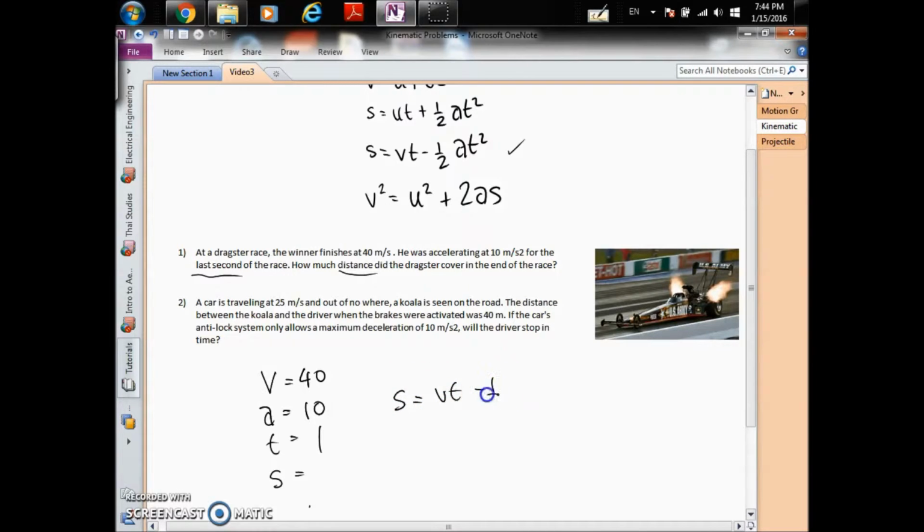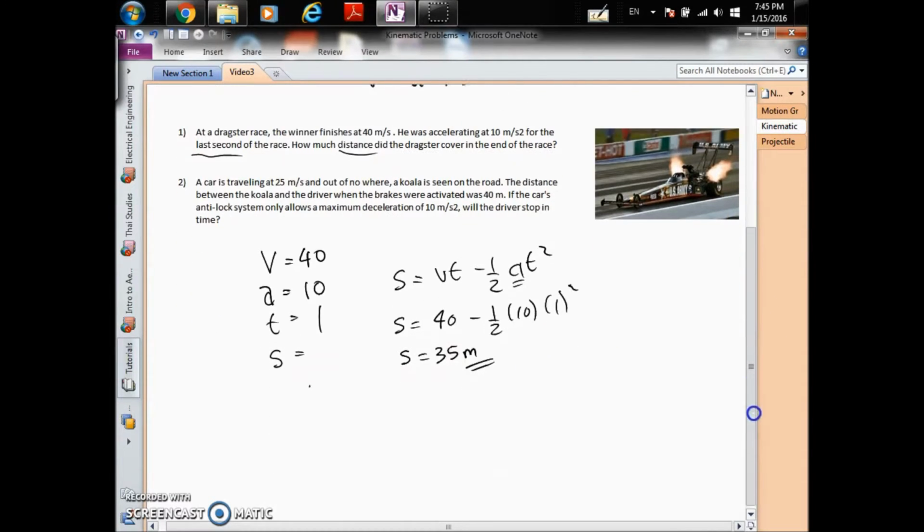S equals VT minus half AT squared. Remember that the drag car is not decelerating. It's accelerating. So A is not going to be negative here. So S simply equals 40 minus half times 10 times 1 squared. That's 1 as well. So basically 40 minus 5, which is 35 meters. Done, guys. It's simple as that.